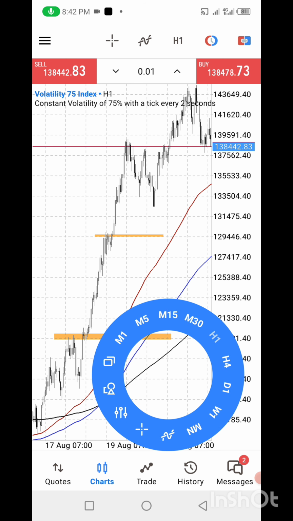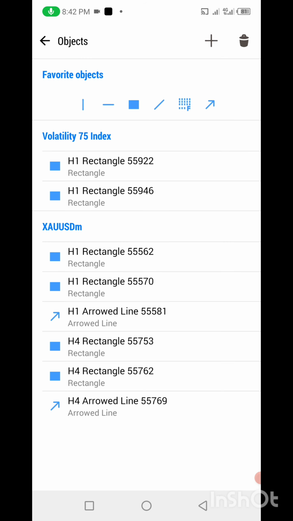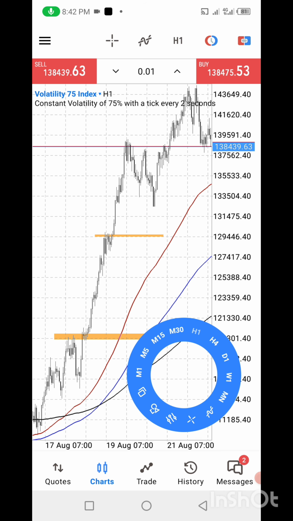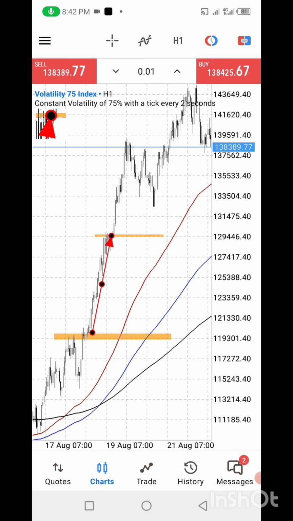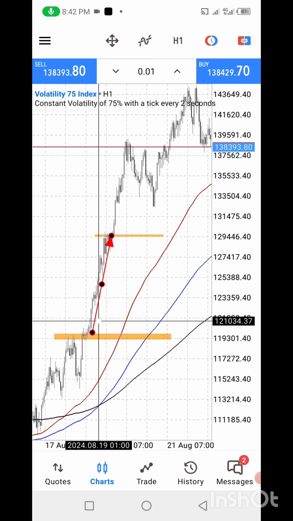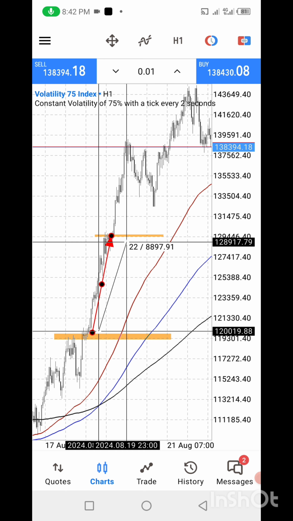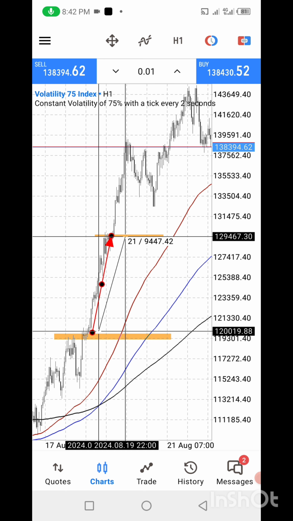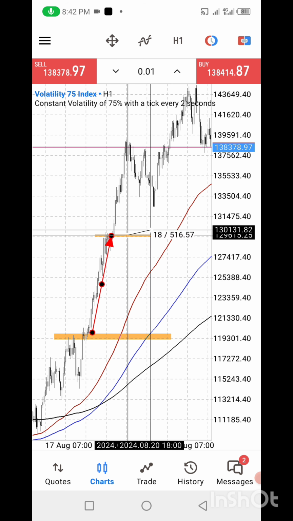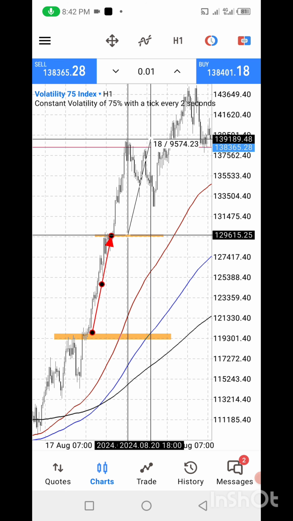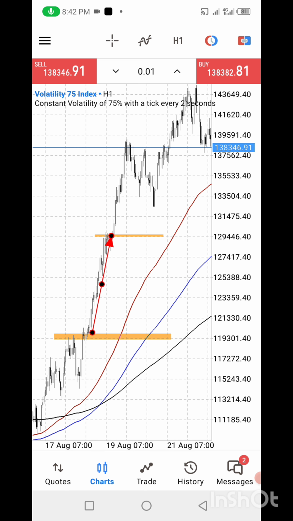What I need is to measure before the final breakout. What's the length? From here to here, we have 9,000 pips plus. If the market can move by 9,000 pips and beyond, we expect attraction towards the moving average. That's what happened. It started pulling back.